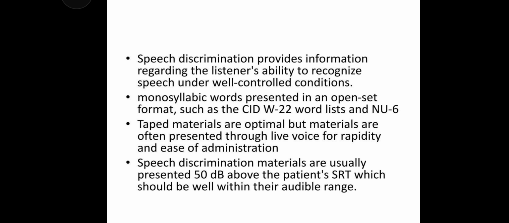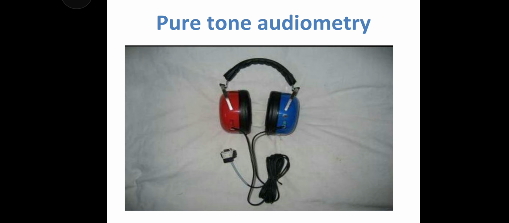Speech discrimination provides information regarding the listener's ability to recognize speech under well-controlled conditions. Monosyllabic words are presented in an open set format such as CID W-22 word lists and NU-6. Taped materials are optimal, but materials are often presented through live voice for rapidity and ease of administration. Speech discrimination materials are usually presented 50 decibels above the patient's SRT, which should be well within their audible range.